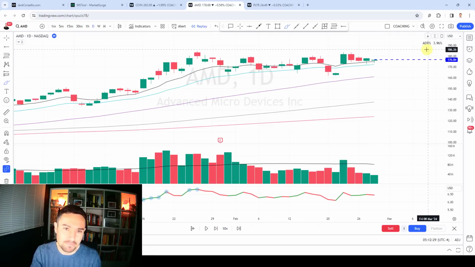Is it a group theme leader? AMD here is one of the strongest semiconductor stocks along with the likes of Nvidia. So okay, it's kind of tier 1 in terms of group theme.